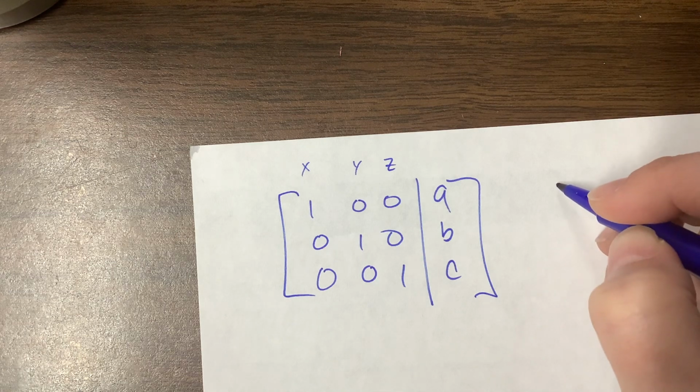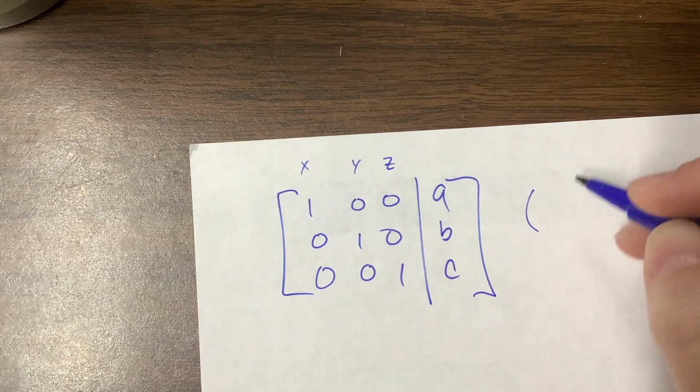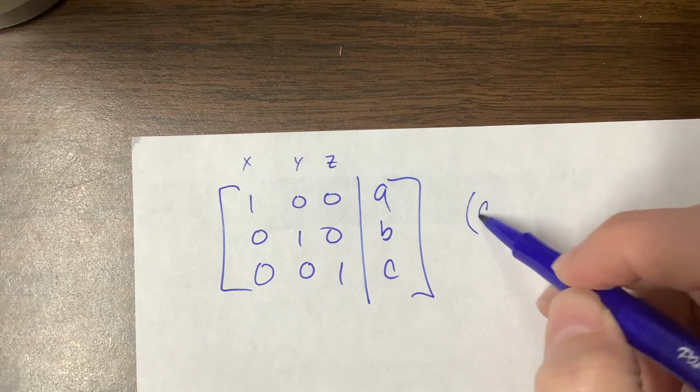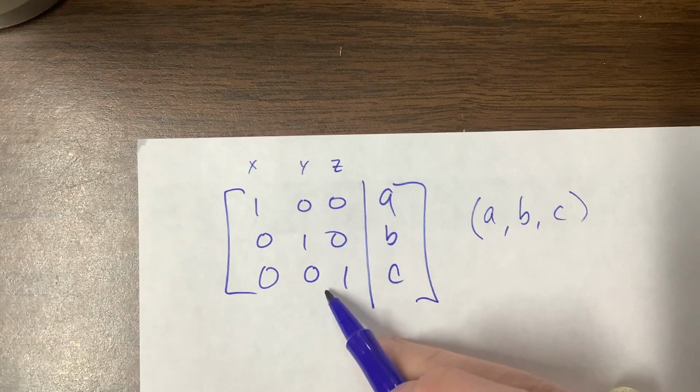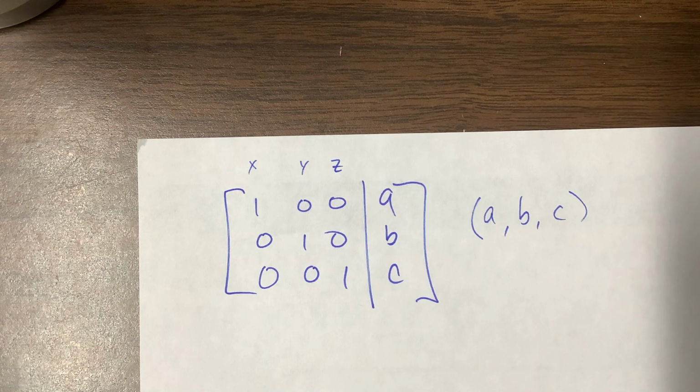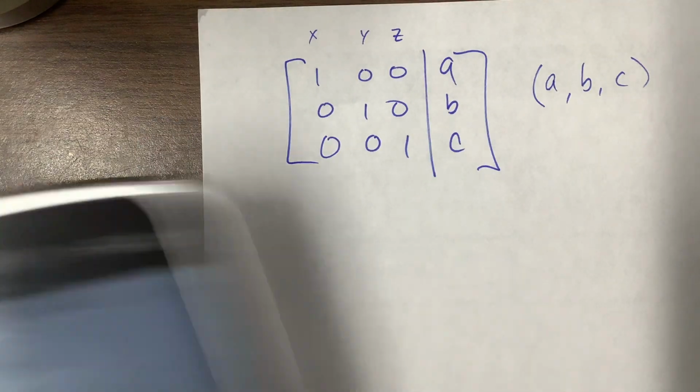And so this tells us that these 3 planes would intersect at the point A, B, C, because our X is equal to A, our Y is equal to B, and our Z is equal to C. Okay, so that's what we're trying to get it into.